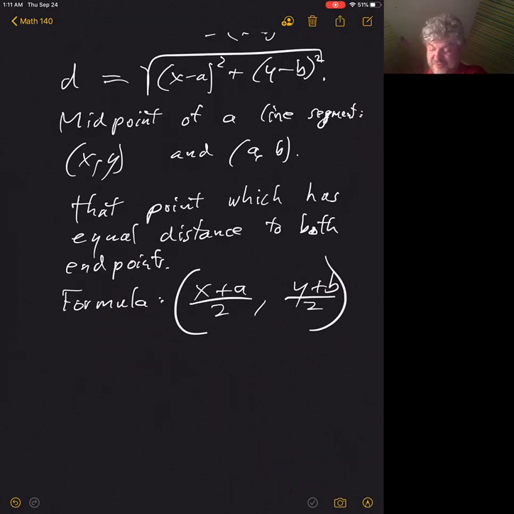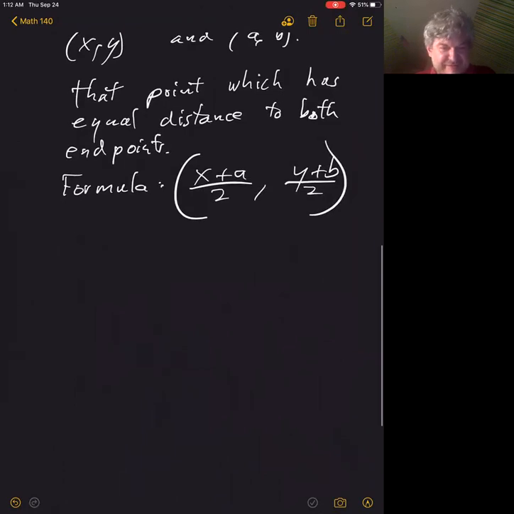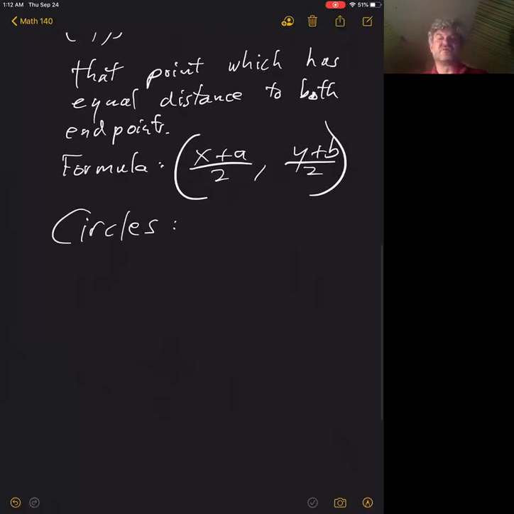And then you've got to argue, why does it still work if x and y are not 0? And it's quite lengthy to check that this is true. We're not going to do it. This is the formula for the midpoint of a line segment. And now I can finally get to the most interesting topic, which is circles. That's connected to the previous video because it's equations that describe relations between x and y.